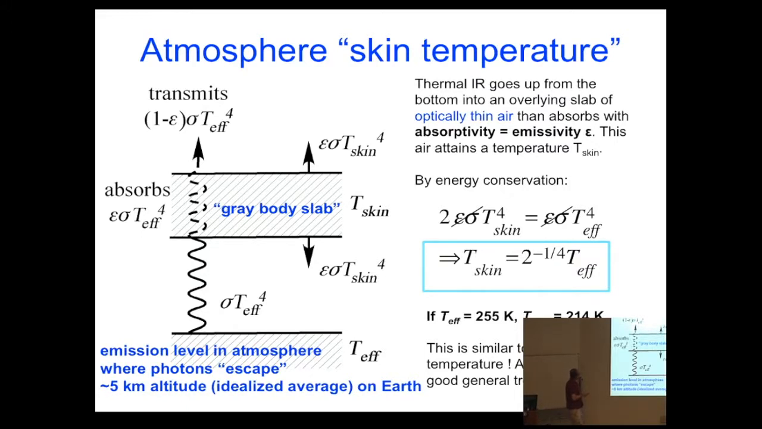So we just do what's going out, that plus that makes 2 of those, versus what's coming in, which is what gets absorbed here. And then we solve for this skin temperature. And we get a simple expression, which is that the temperature of the skin is T effective divided by 2 to the power of a quarter. So if you do that for the Earth, 255 Kelvin, the skin temperature will come out as 214 Kelvin. And that's actually a pretty good estimate of the tropospheric temperature. It's within a few percent.